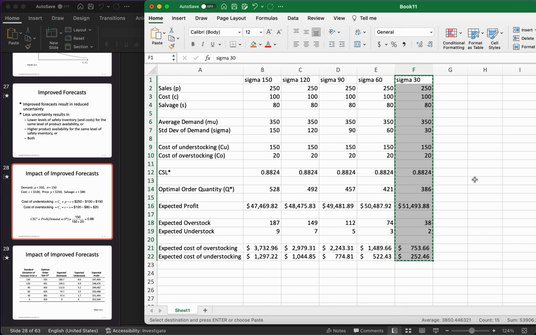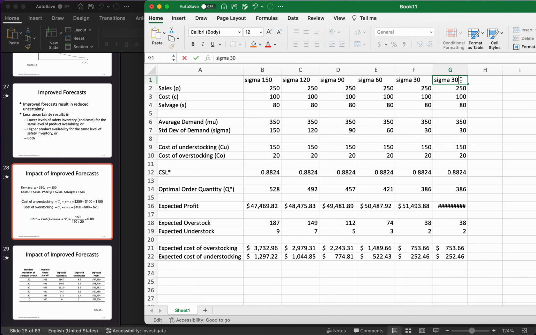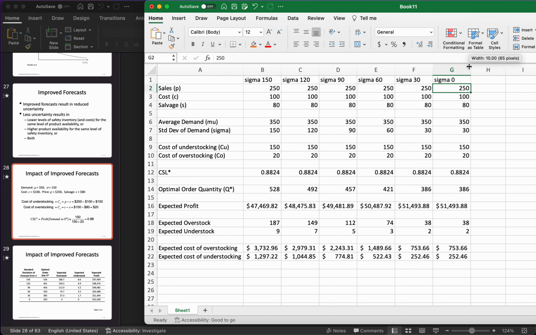I'm calling it absurd in the sense that in most real life cases, sigma will never be zero. Sigma being zero means that you have absolutely no variation in demand, which means that you know that demand is exactly 350 units. So standard deviation is zero. Now a lot of these formulas end up going haywire, so I'm just going to use a very, very small value like 0.0001, right? That's because standard deviation being 0 throws a lot of these formulas off. So it being very, very small essentially means that standard deviation is 0.